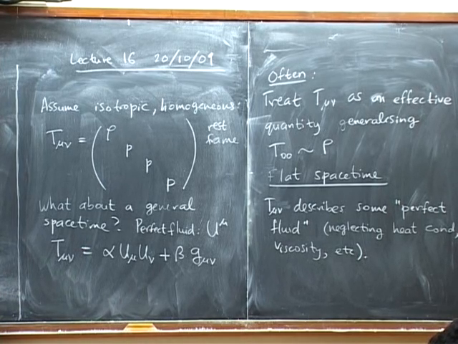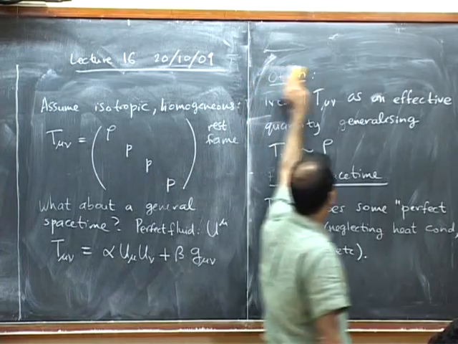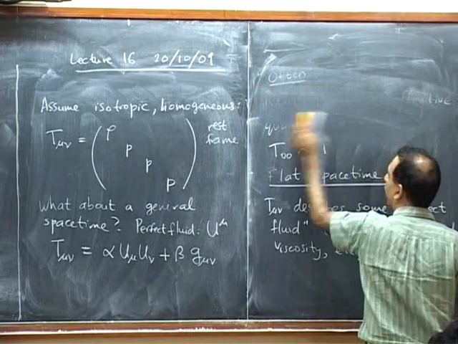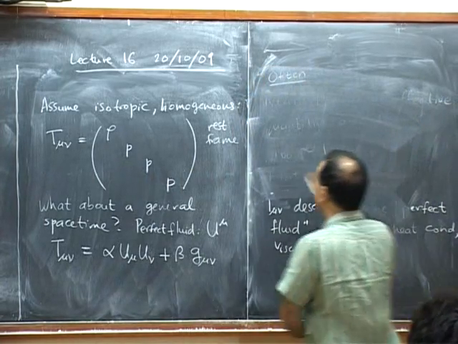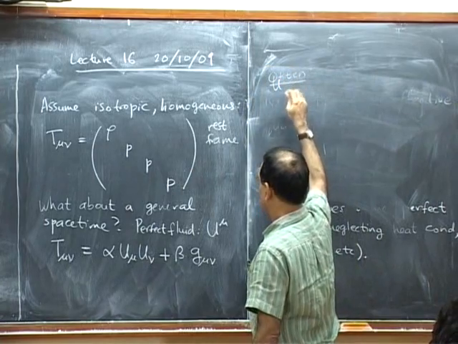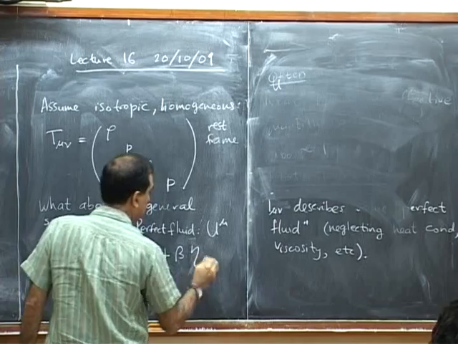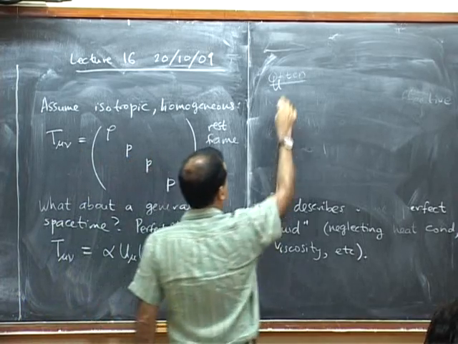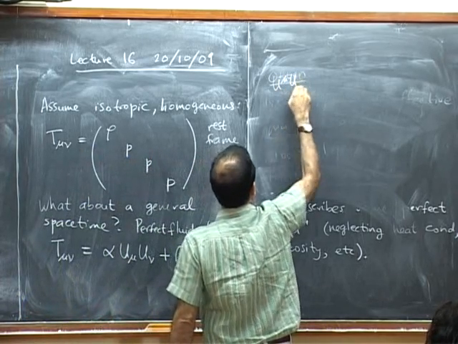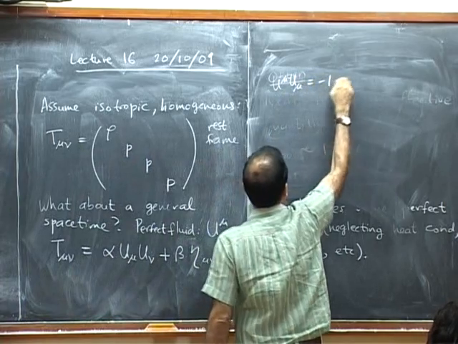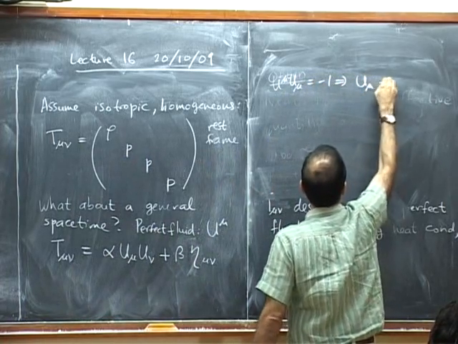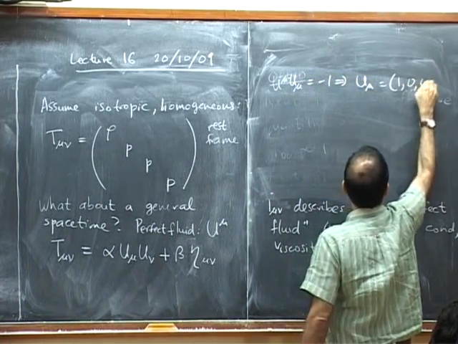Okay. Now, U mu is the velocity 4-vector, and in the rest frame, U mu has to satisfy U mu U mu equals minus 1. Sorry, I'm still in flat space. I haven't yet gone to the general space. So in flat space, U mu U mu equals minus 1 implies that U mu is the vector 1, 0, 0, 0.